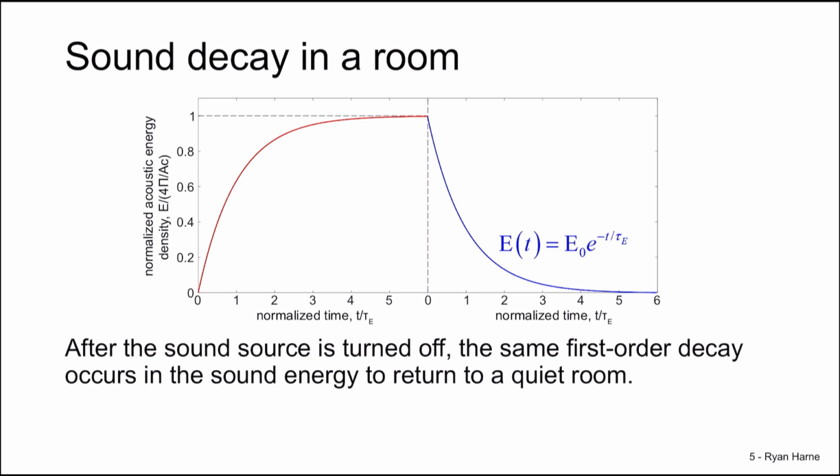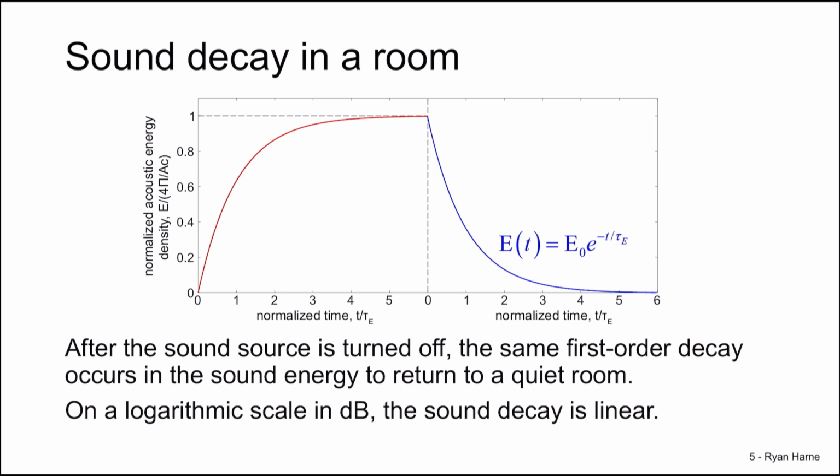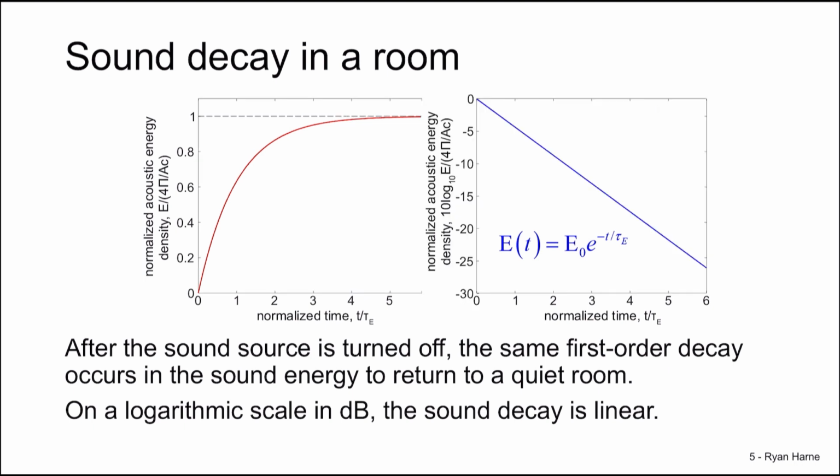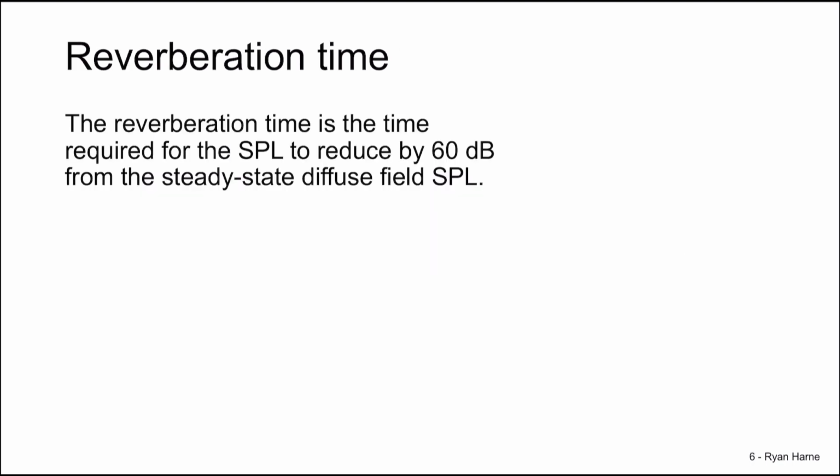Now, if we consider this as an exponential decay, on a logarithmic scale, this sound decay is linear, and we could plot that out in decibels, where we have 10 log 10 of the quantity E divided by this steady state value, 4 times Pi divided by AC. Let's focus in on this logarithmic sound decay. We define something called the reverberation time, and it's how we quantify 60 decibels of this sound decay from steady-state diffuse field sound pressure level.